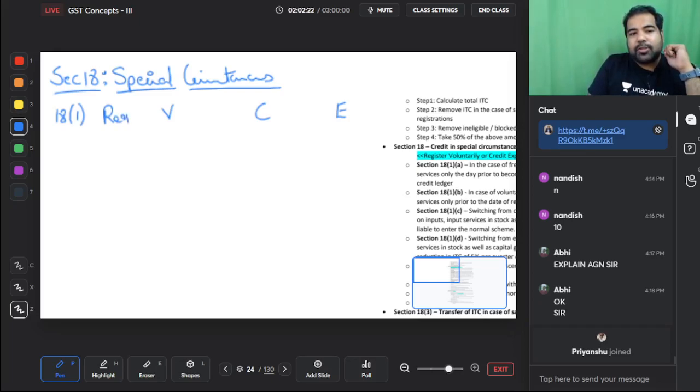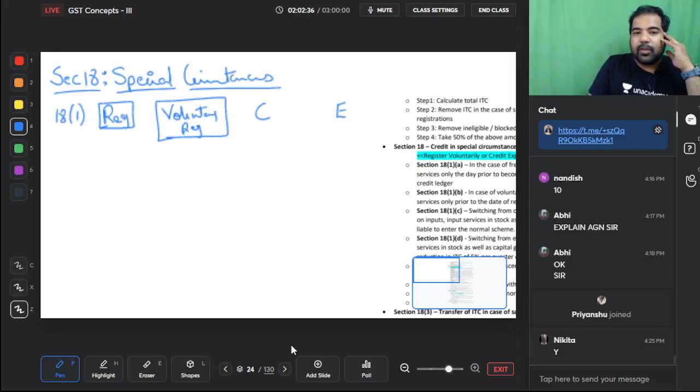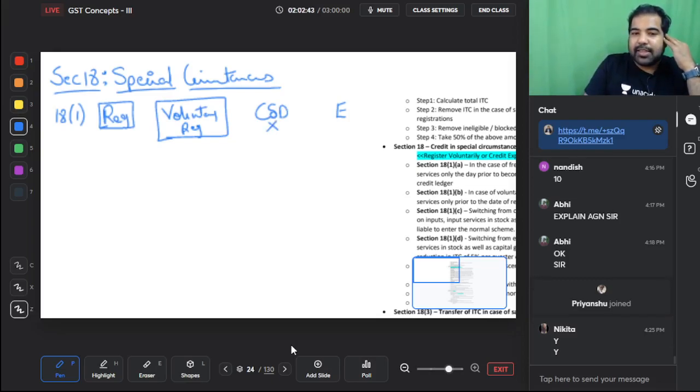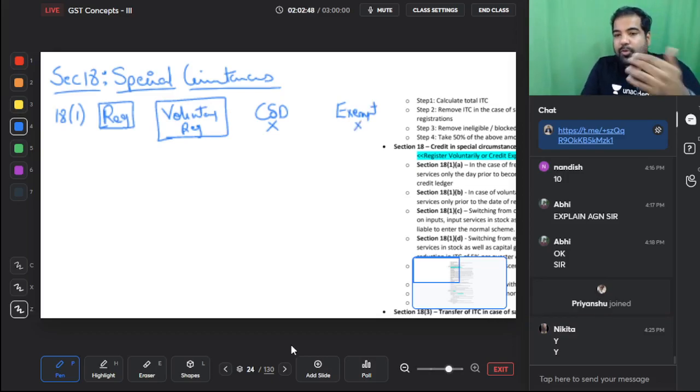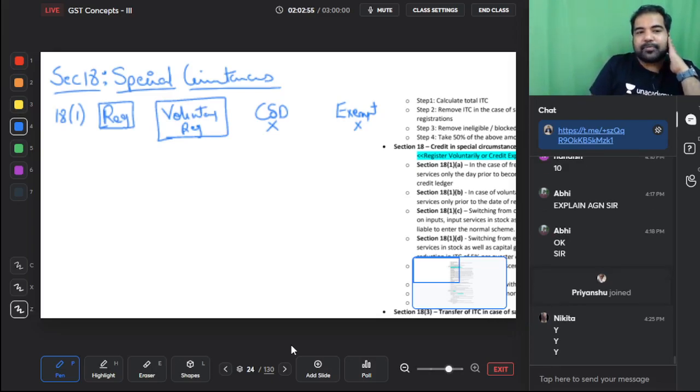Guys, when you register, will the government now start getting ITC? Yes. When you voluntarily register, will the government start getting GST? Yes. When you come out of the composition scheme, your composition scheme is ending, will the government now get more GST? Yes. And when your exemptions are over, that means your supply is now no more exempt, will the government get GST? Yes. So in all these four situations, you can see the government smiling.